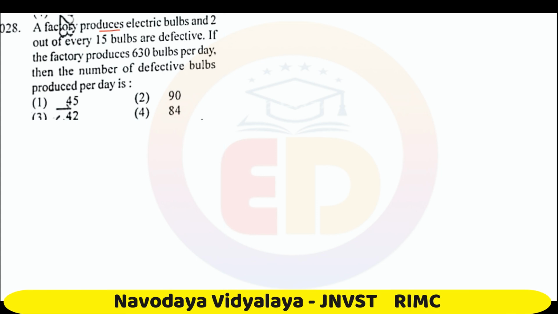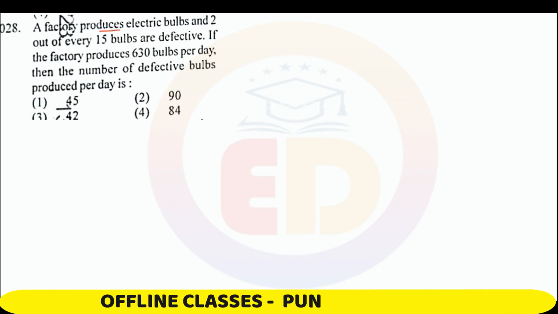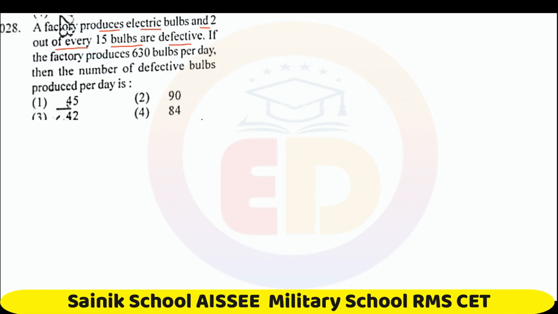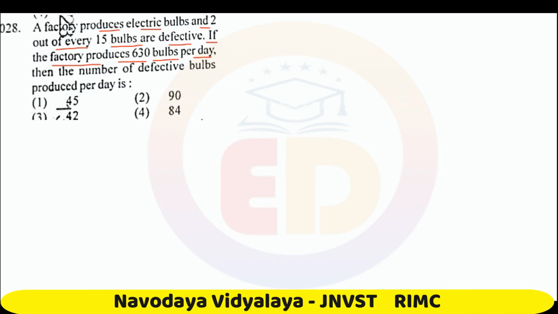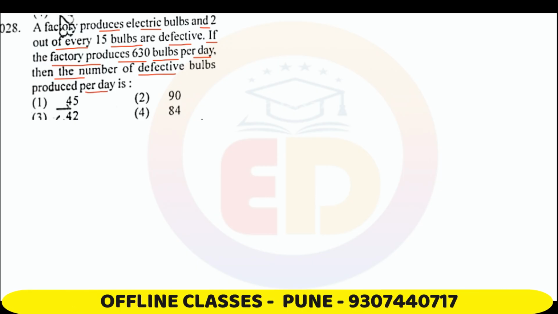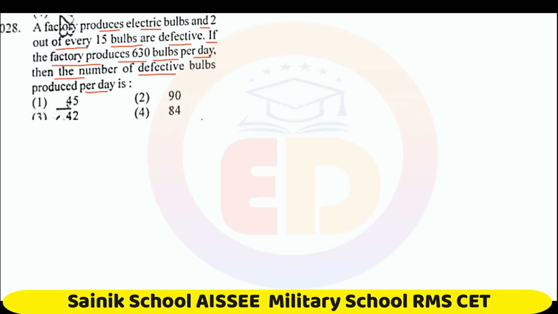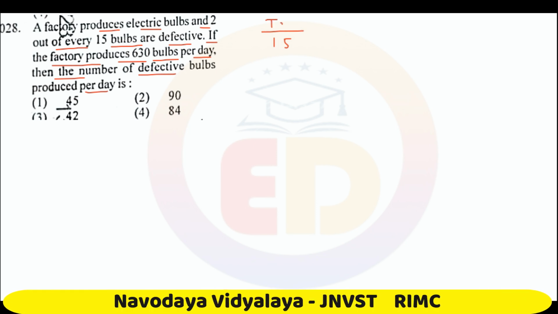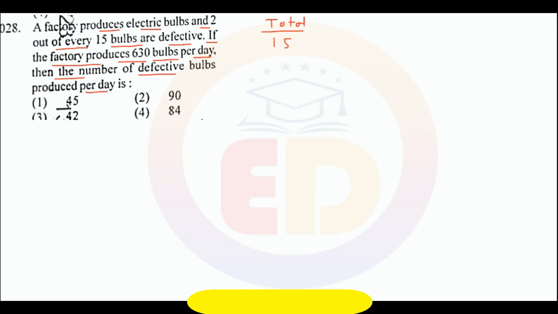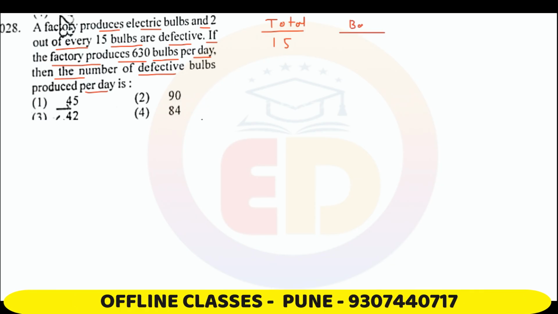Question number 28 says, a factory produces electric bulbs and 2 out of every 15 bulbs are defective. If the factory produces 630 bulbs per day, then the number of defective bulbs produced per day is. According to the question, when the factory is producing a total of 15 bulbs, the defective or bad bulbs are 2.